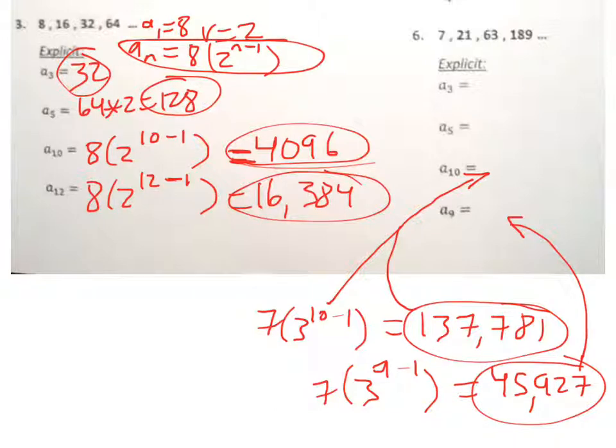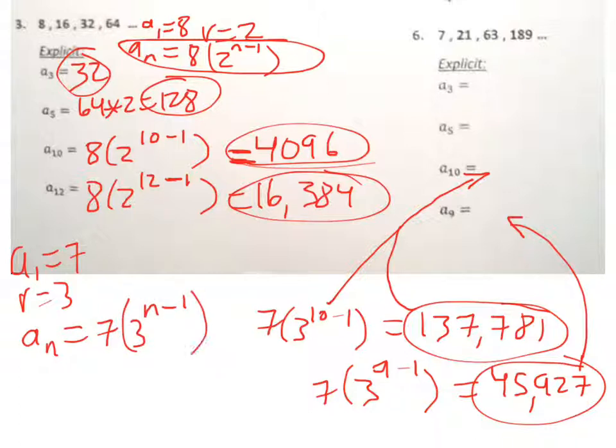And when you get to the next one, on number 6, this pattern is timesing by 3 every time. So the common ratio is 3. The initial value is the first term in the sequence, which is just 7. And you're going to use the same form that we did before to get your function. A sub n is your initial value times your common ratio to the n minus 1 power. And that's it. There's your function.